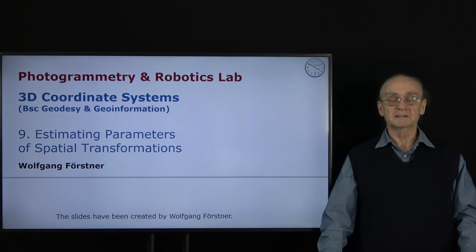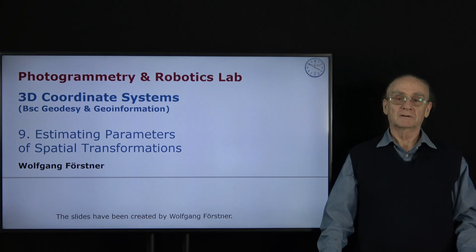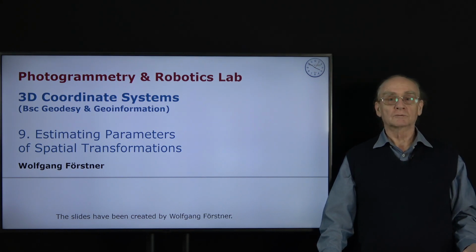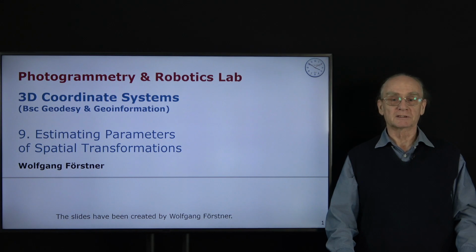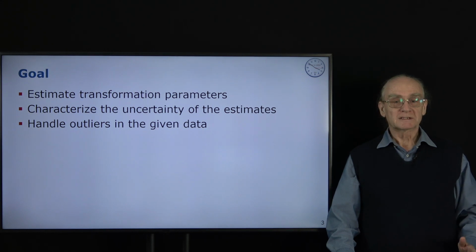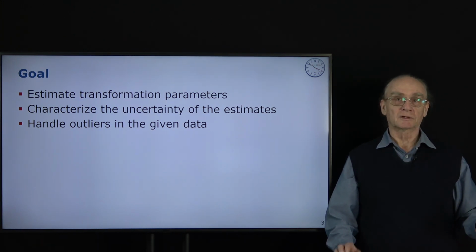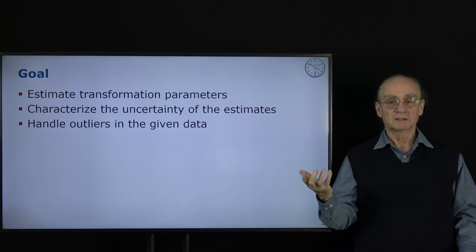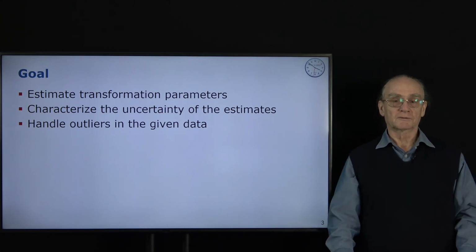So given some point pairs in two different systems, related by some similarity or motion, we want to know how to best estimate the parameters of these transformations. So let's start. We want to estimate these parameters, but also characterize their uncertainty. Because if you have a black box system and uncertain data coming in, you get uncertain data coming out, and we want to characterize the output of this estimation process. And we then, of course, have to take into account that the data may have outliers, so we have to look into this problem also.